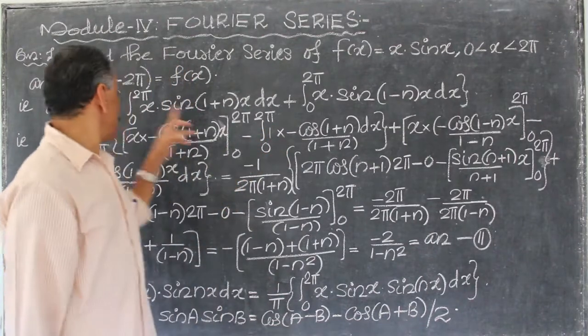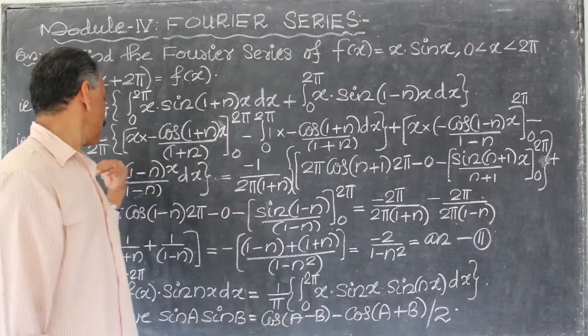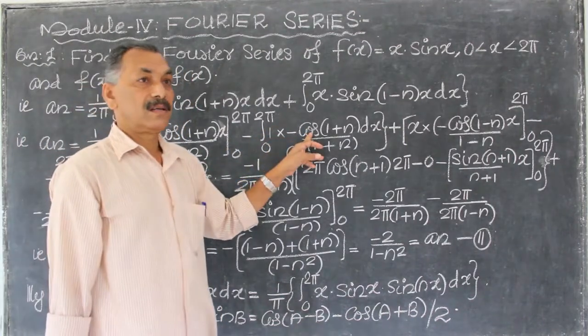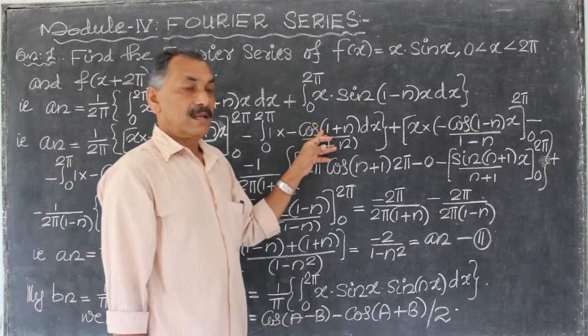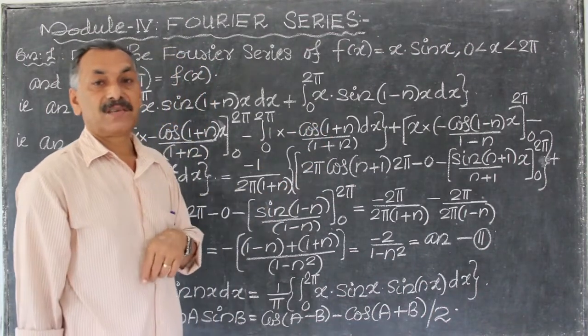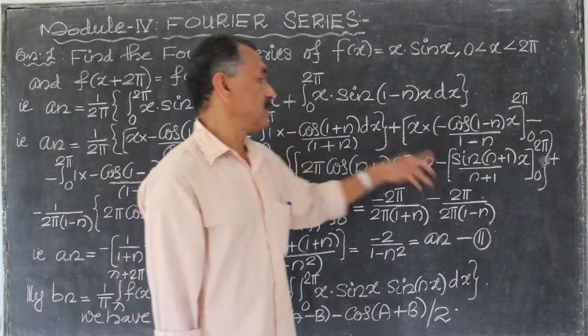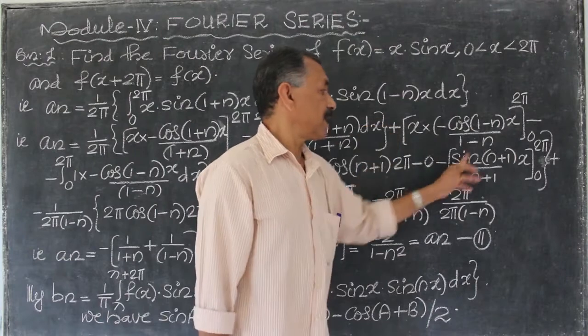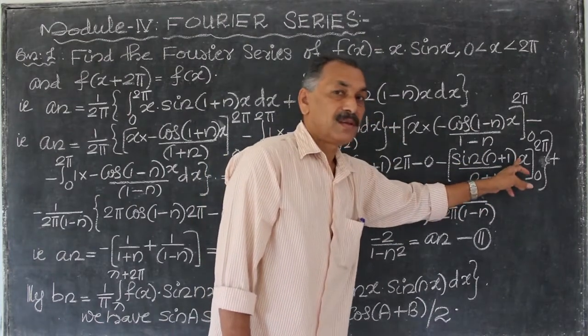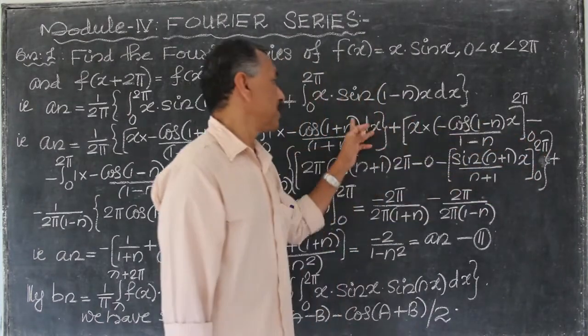Minus, you have already taken outside. Minus outside cos(1+n) into integral. What is the integral of cos(1+n)x? The integral of cos(1+n)x is equal to sin((1+n)x) divided by (n+1), between the limits 0 to 2π.